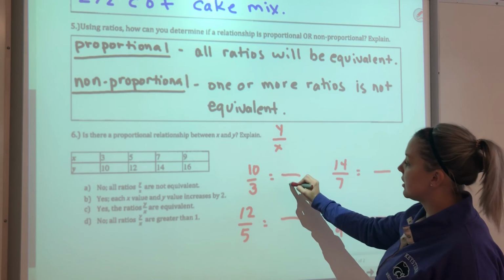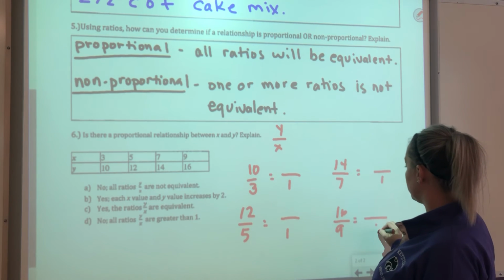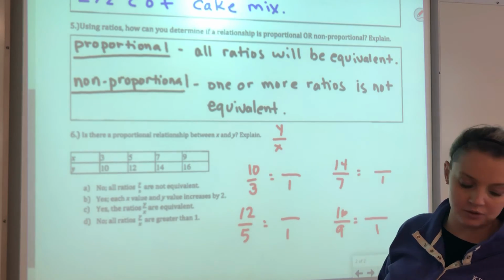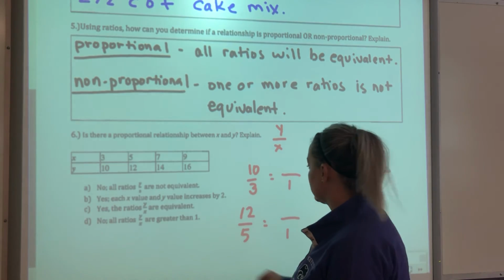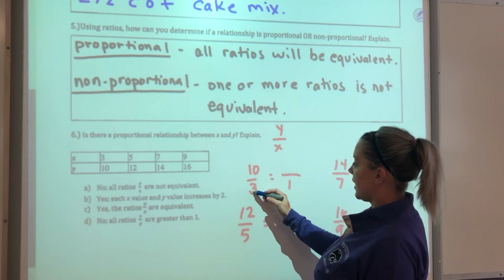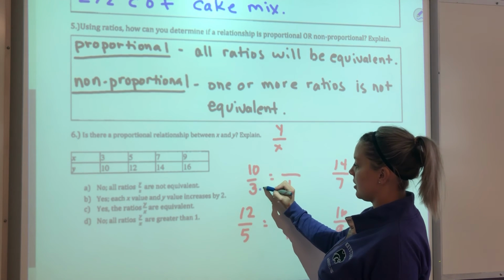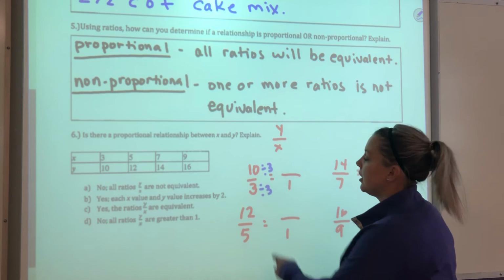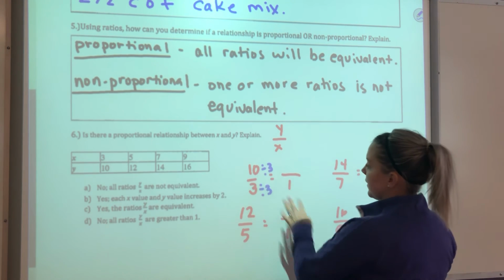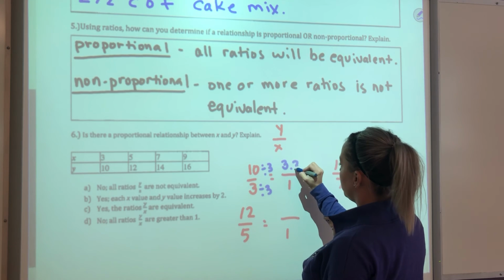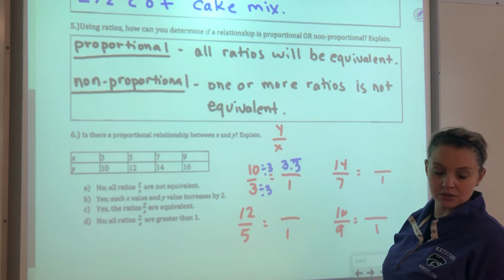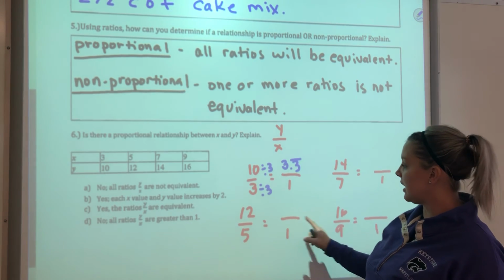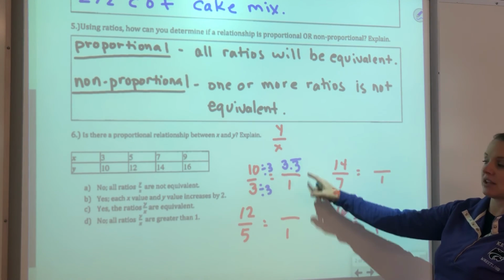Okay, again, I want to get a unit rate for each one of my ratios. Comparing unit rates is the easiest way to compare your values. So to calculate your unit rate, you divide to get to 1. So I'm going to divide both top and bottom by 3. 3 divided by 3 is 1. 10 divided by 3 is 3.3 repeating, or 3 3/10 repeating. So for this to be a proportional relationship, each one of these has to then be 3 3/10 repeating over 1.